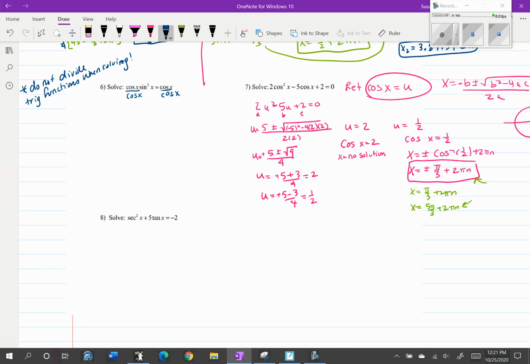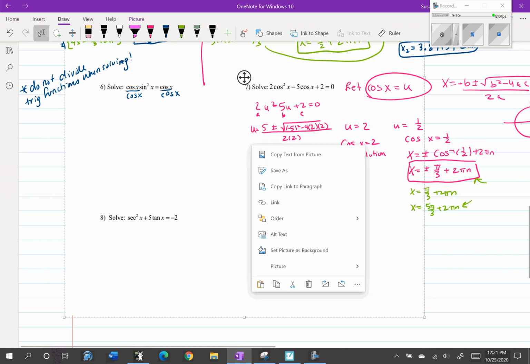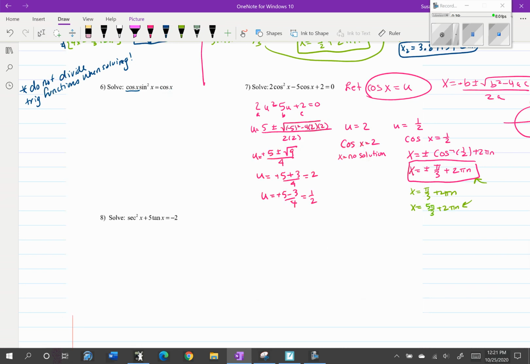The reason you don't want to divide it out is that when you divide by something with a variable, you are introducing solutions that may not work, or you might also miss solutions, because remember, we can't divide by things that are equal to 0. So whenever you're solving, you don't want to divide by your trig function. Instead, I would set it equal to 0 and see if you can use your identities to help.